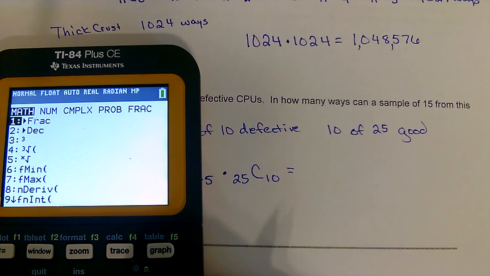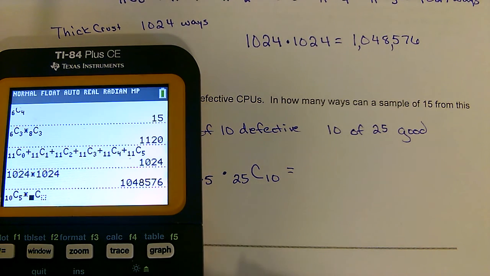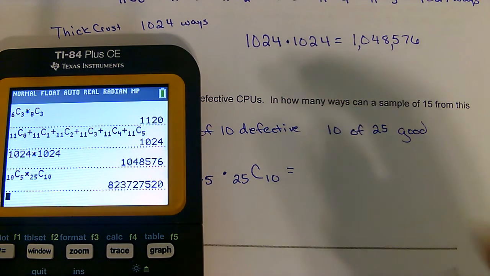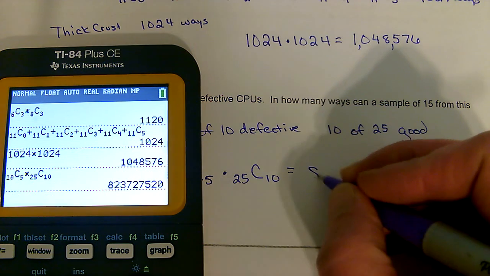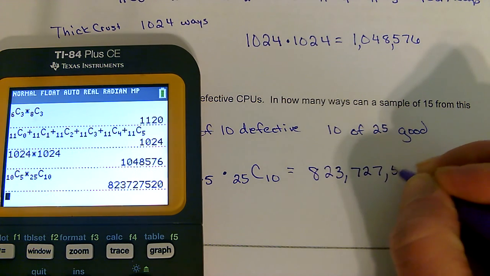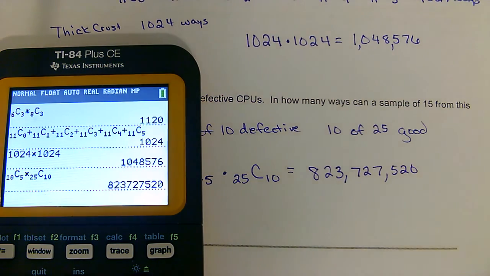Times, because we want these both to happen at the same time. It's not an or. We're choosing 5 bad ones and 10 good ones. Woo! That's a lot of different ways.